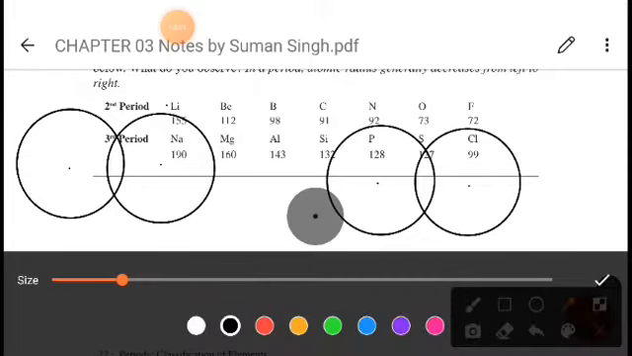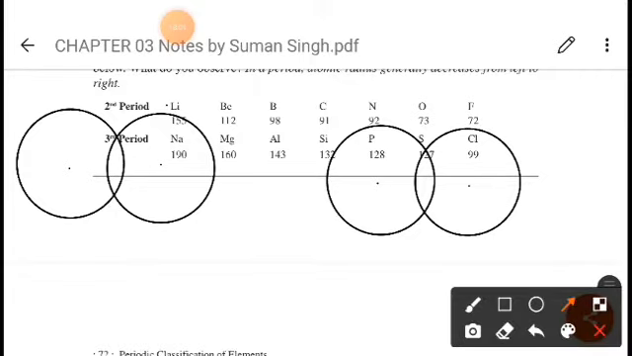Let me draw it a little bit bigger so that you can understand. The van der Waals radius will be this, generating from here, and suppose it is generating from here. So the van der Waals radius will be this. I hope you have understood this.